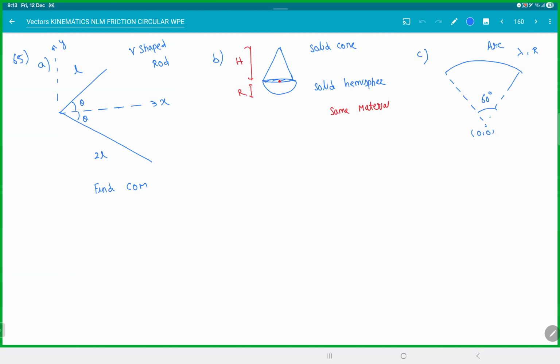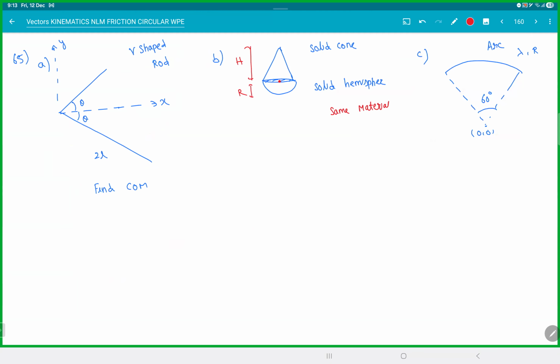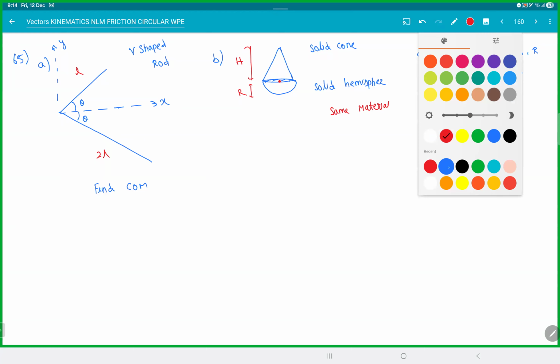Let's get this thing. Center of mass of these three shapes. We have a V-shaped rod, length L, 2L. Find the center of mass. Solid cone, solid hemisphere, find the center of mass. Arc, 60 degrees, find the center of mass.